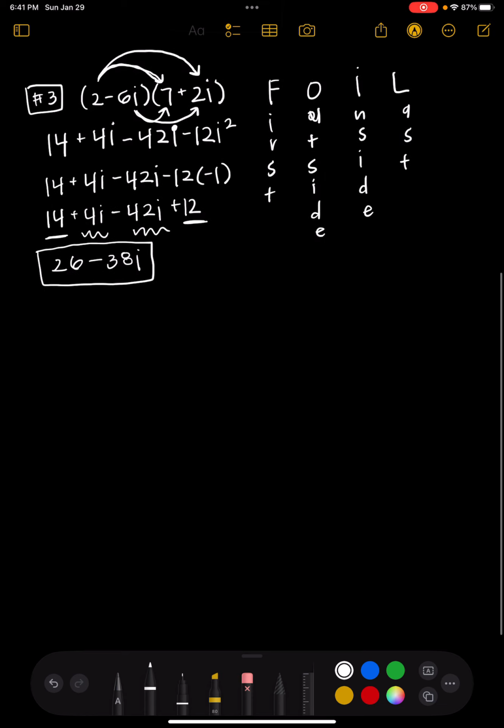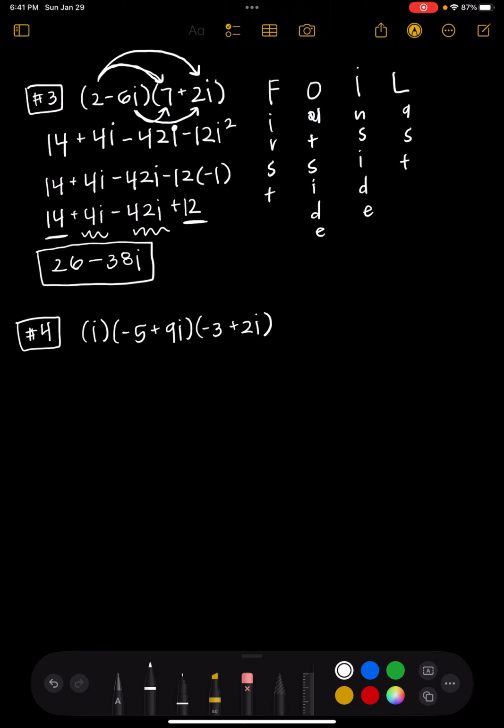Okay, let's do one last example. And this example is i times negative 5 plus 9i times negative 3 plus 2i. This has three different chunks that we multiply with. It's an imaginary number, a complex number, and a complex number. So what we're going to do is forget about that first imaginary number, just the first i, just for a second, okay? And what we're going to do is FOIL this part of it and get it simplified down to how we had number 3. Then once we have it simplified down, we will multiply or distribute that extra i in there. So let's start by the FOILing.